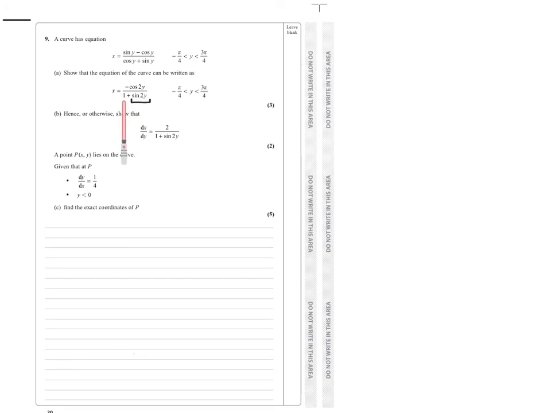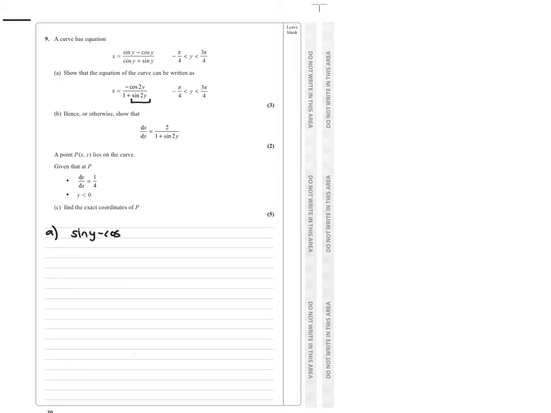I've got a 1 on my denominator. What do I know makes the number 1? Cos squared plus sine squared. So to get that, I need to multiply by cos y plus sine y. So, first of all, part a.